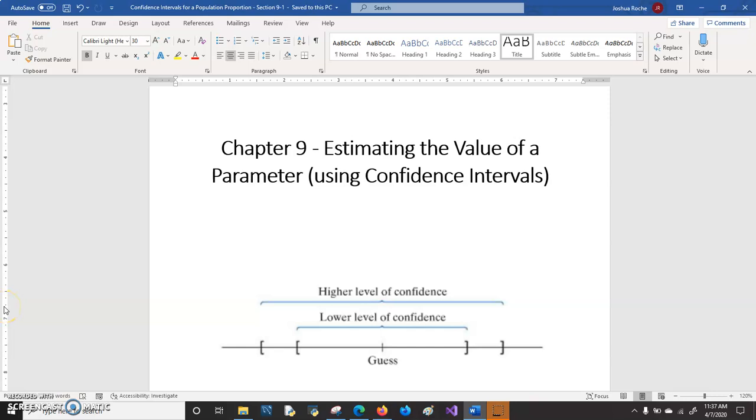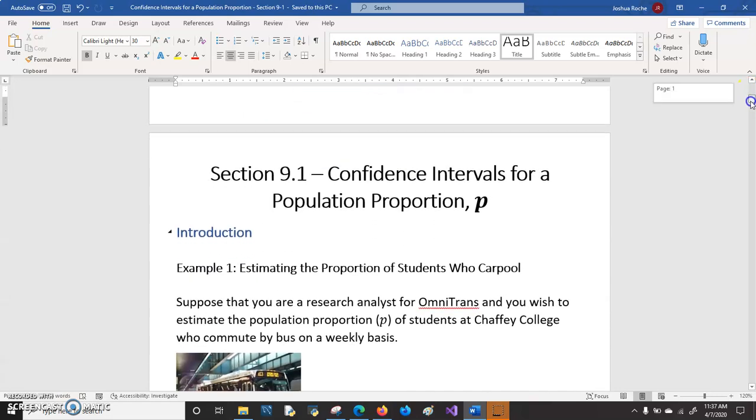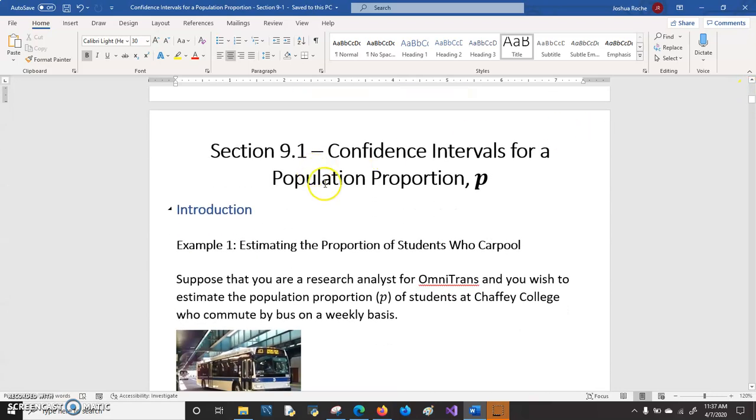Hi everyone, Chapter 9 is called Estimating the Value of a Parameter, but the main topic it covers is confidence intervals. And the first section covers estimating the value of a population proportion, and it's mainly about finding the confidence interval for a population proportion. We'll start off with an introductory example, and in this example, it's going to look at a way to estimate the proportion of students who carpool.